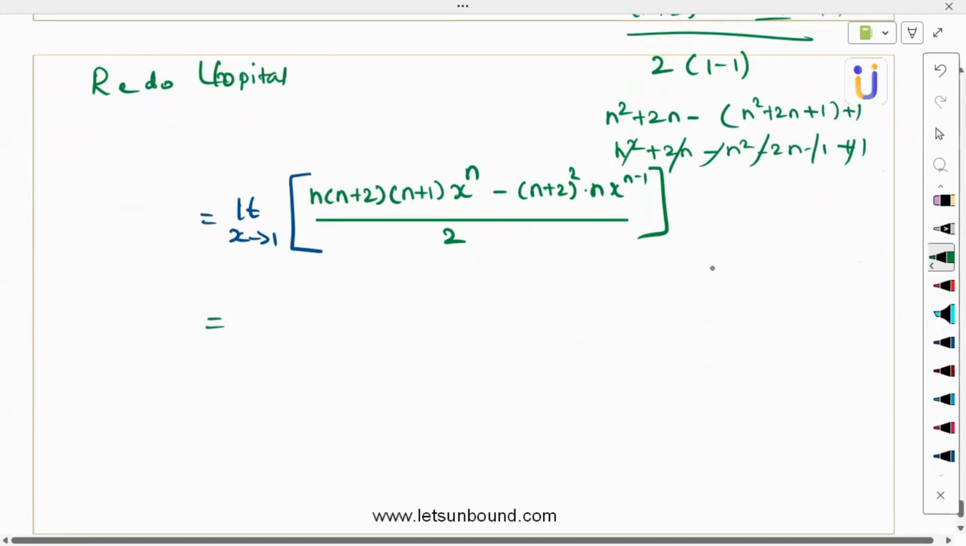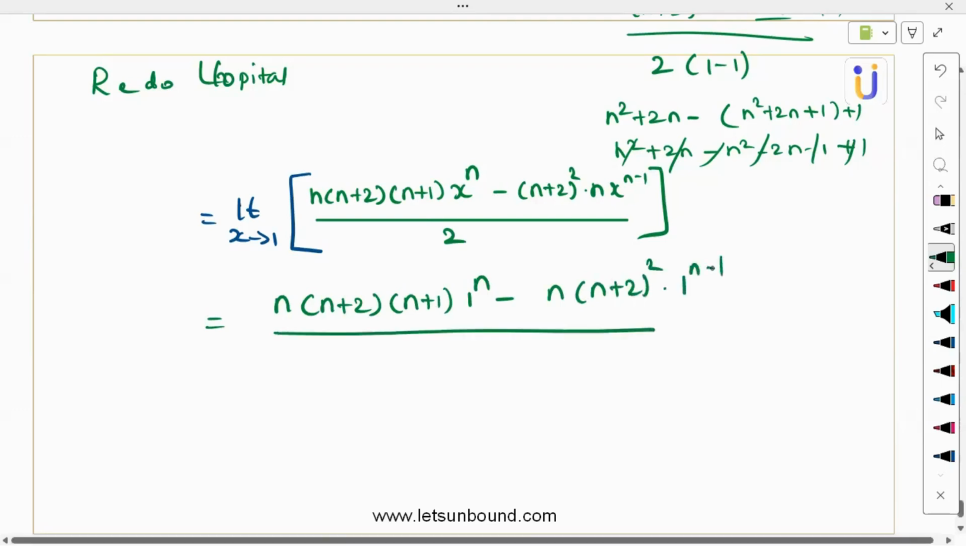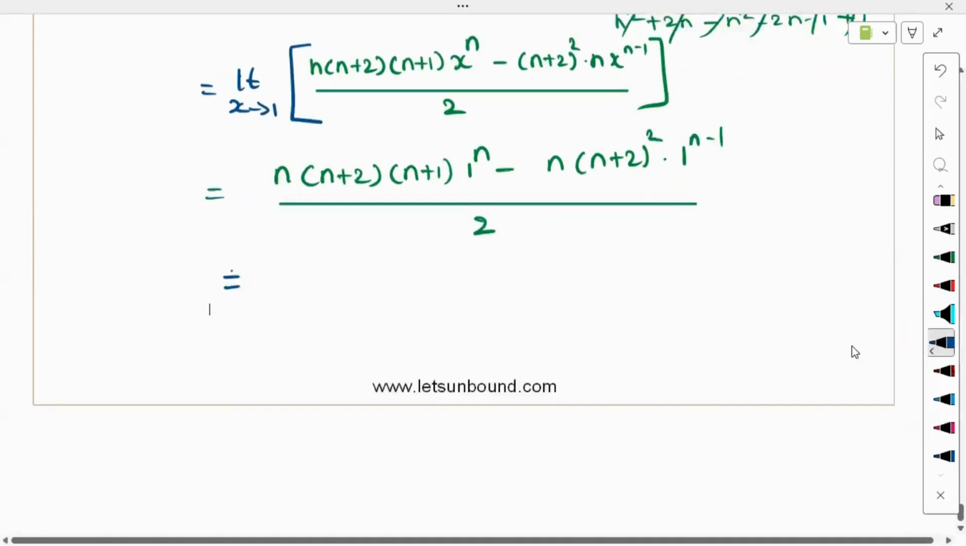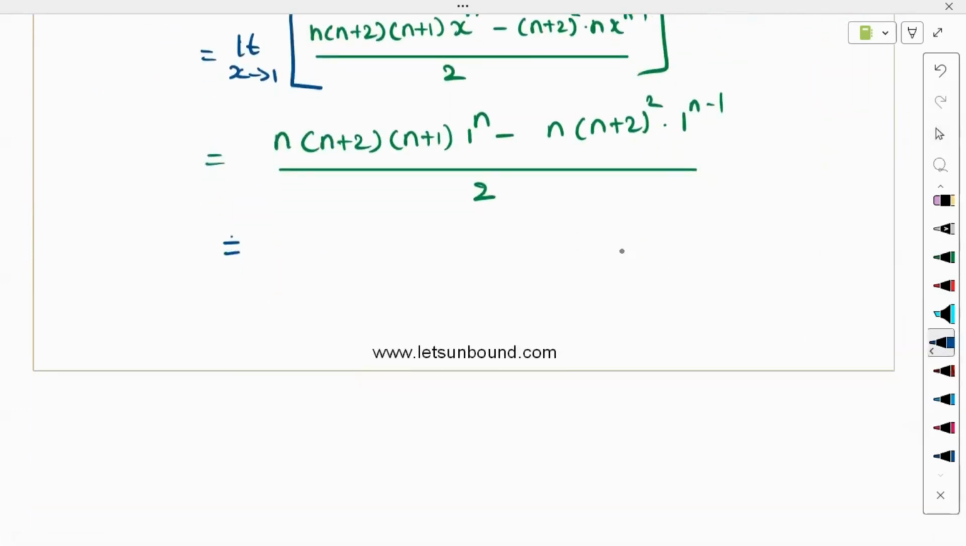Because second differentiation also we did for numerator and denominator. And I will get n into n plus 2 into n plus 1, 1 power n minus n into n plus 2 the whole square into 1 power n minus 1, divided by 2. Hopefully, I think we won't get indeterminate form here. Even if the numerator is 0, right? It's going to be 0. And 1 power anything, it's 1.